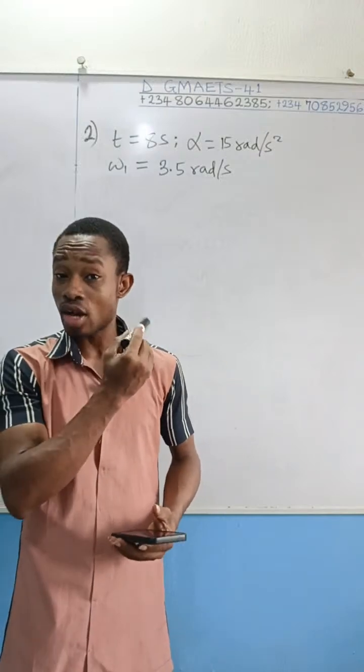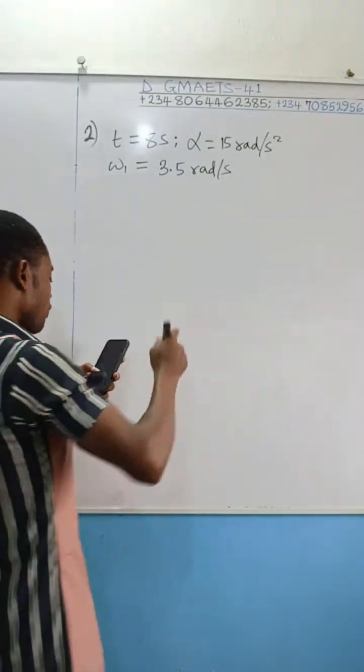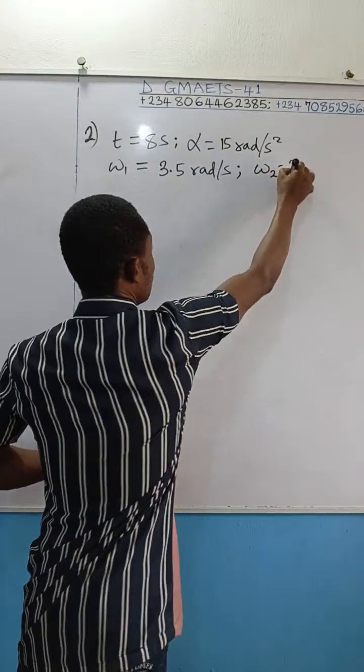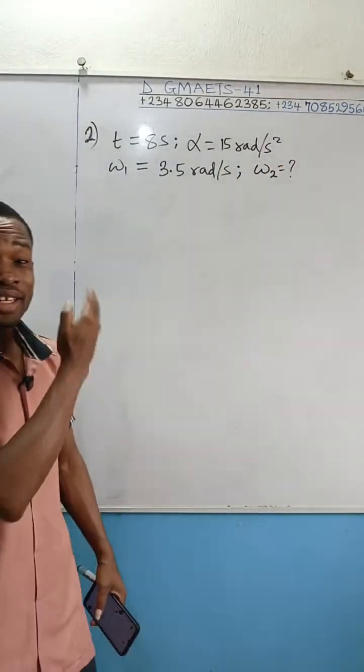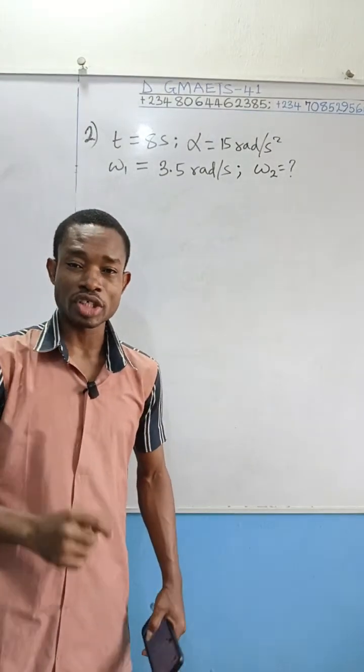So this is not our tangential velocity. You take note, we have to find the final angular velocity, omega 2, which we don't know. Now, if you look at this question, the data we have here fits the first equation of motion.